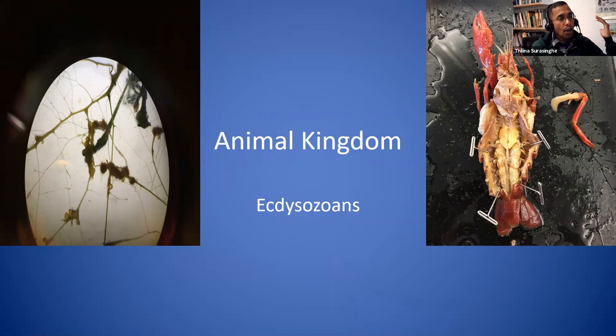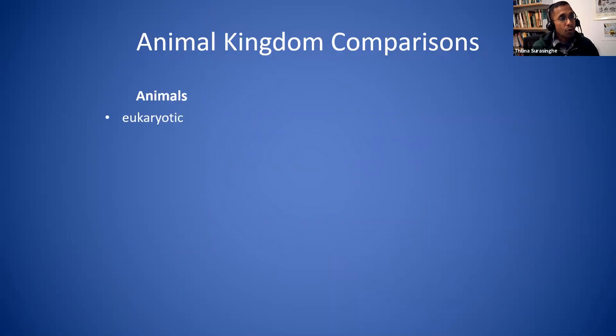The first animal kingdom group that we are going to follow through is Ecdysozoans. Before that, what is an animal? All animals are eukaryotes. And again, guys, since I'm doing the presentation, unless you have a question, can I ask others to silence their mics? Because otherwise I start getting some feedback.